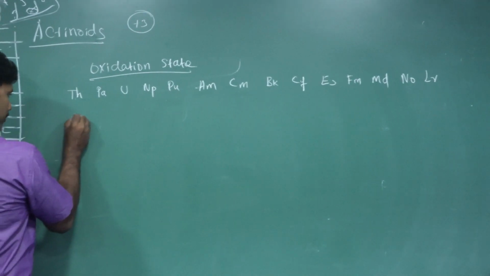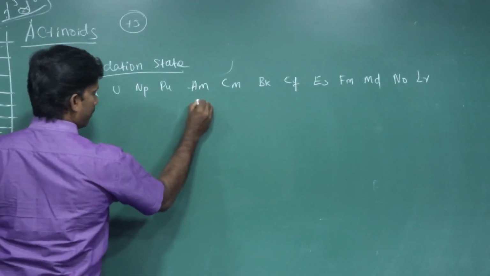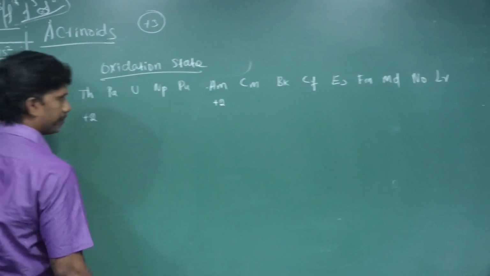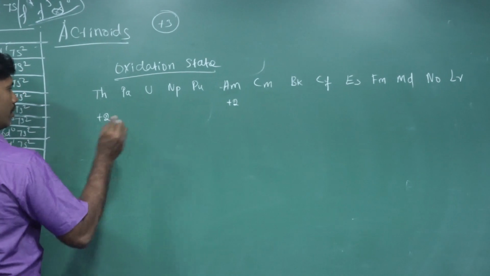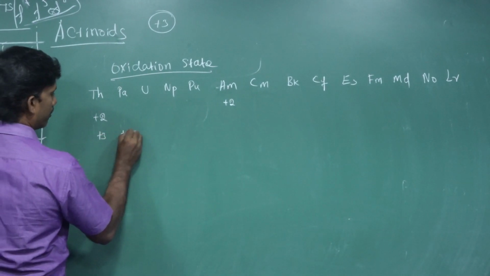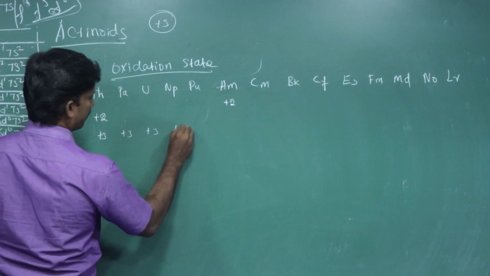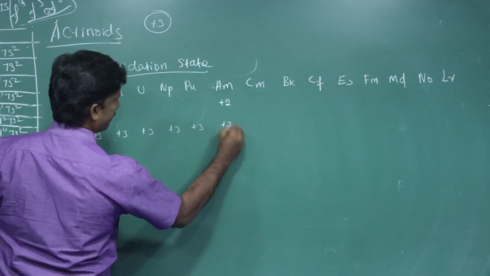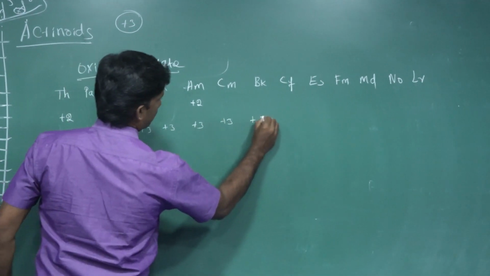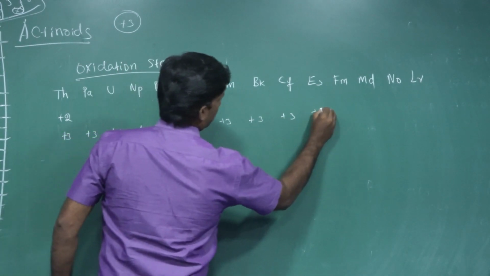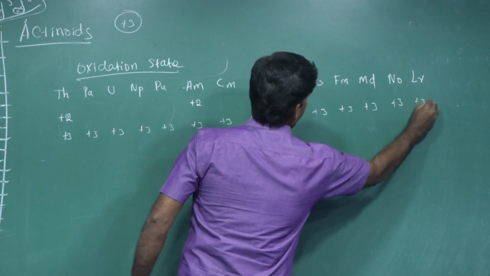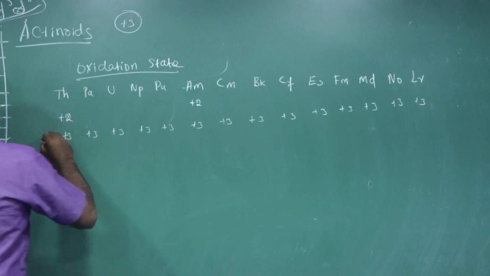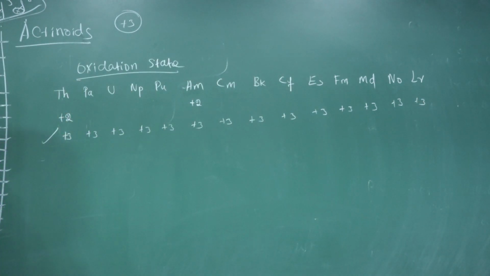Thorium and americium will have +2. +2 is shown only by thorium and americium. +3 is shown by all of them, up to 14 elements. So this is why it is a common oxidation state of actinides. For both lanthanides and actinides, +3 is a common oxidation state.